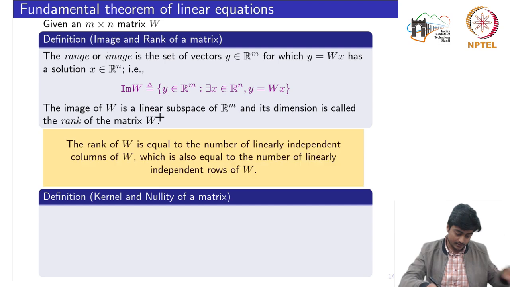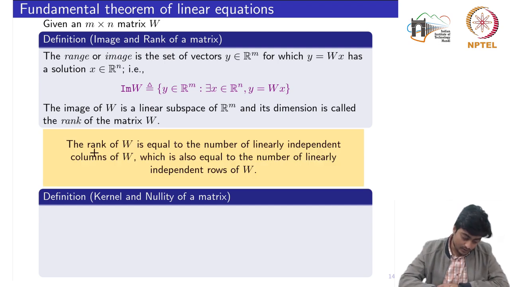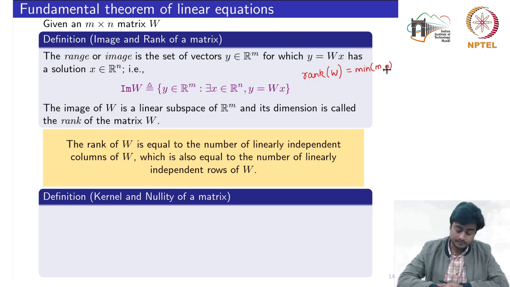Okay. Another point to remember is that the rank of the matrix W is equal to the number of linearly independent columns of W, which is also equal to the number of linearly independent rows of W. Because we already know that the matrix is m cross n, the rank of W is at most the minimum of m or n, or it could be lesser than that if the matrix is not full rank.